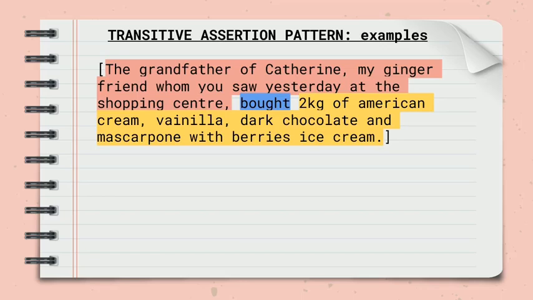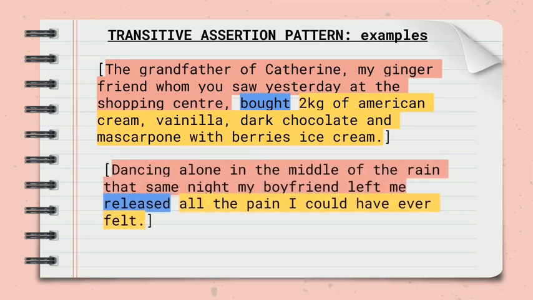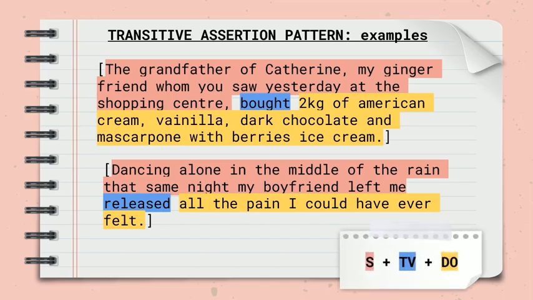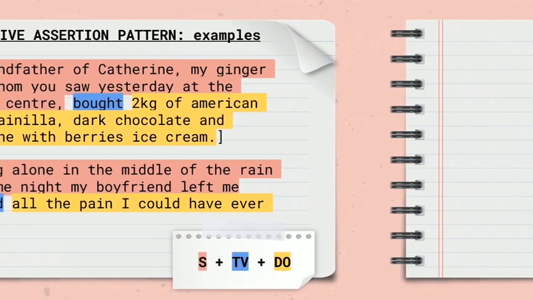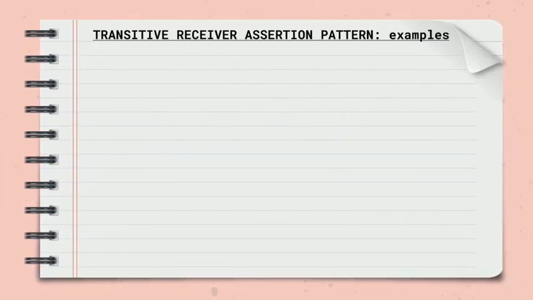The same happens with this other sentence: Dancing along in the middle of the rain that same night my boyfriend left me released all the pain I could have ever felt. What is in pink is the subject, in blue the transitive verb, and in yellow the direct object.